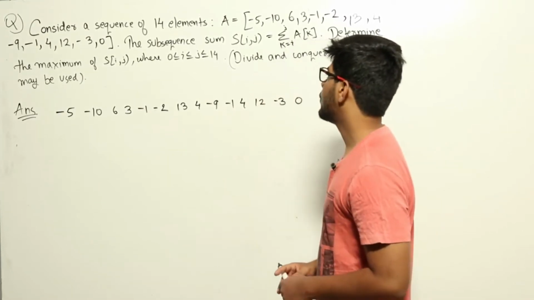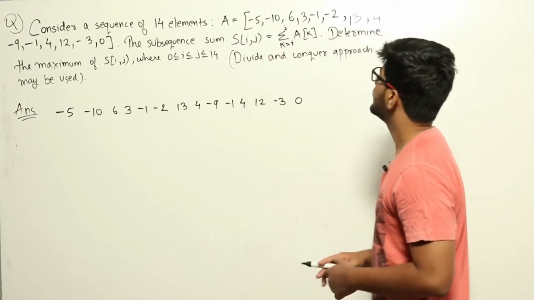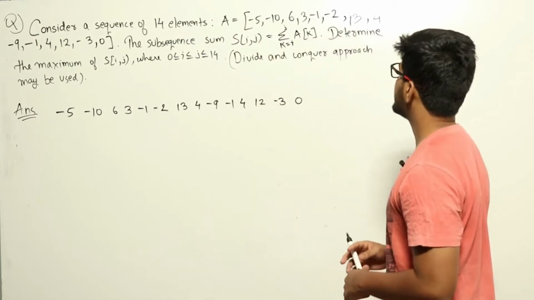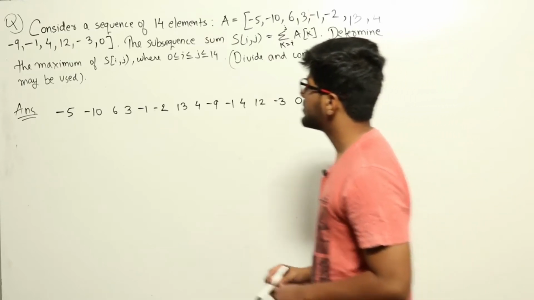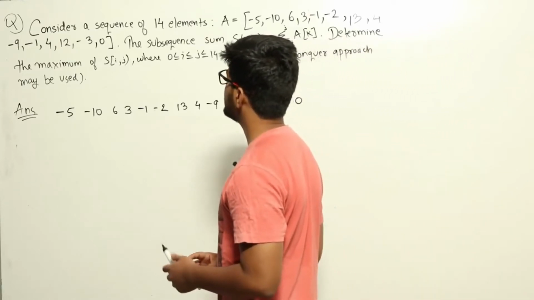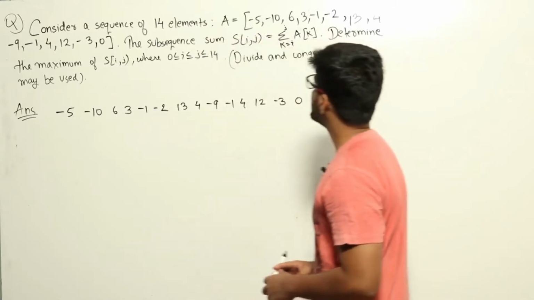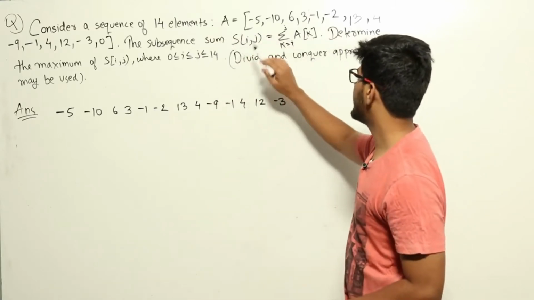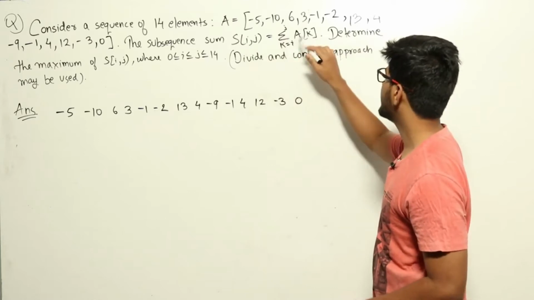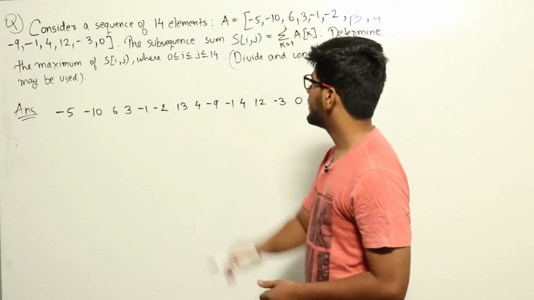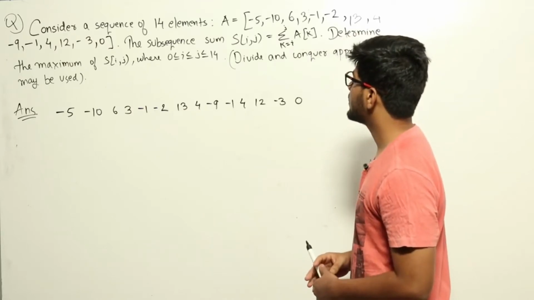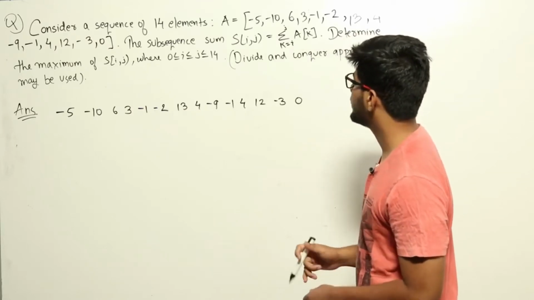Consider a sequence of 14 elements, A equal to the sequence -5, -10, 6, 3, -1, -2, 13, 4, -9, -1, 4, 12, -3, 0. The subsequence sum S(i,j) equals sigma k equals i to j, A of k. Determine the maximum of S(i,j) where 0 less than or equal to i less than or equal to j less than or equal to 14.